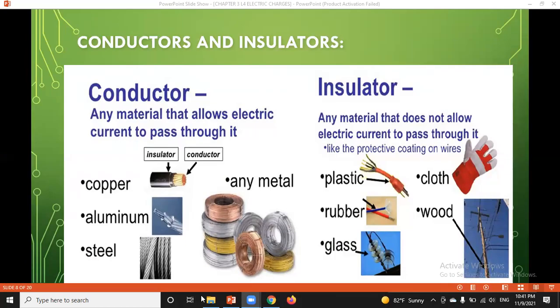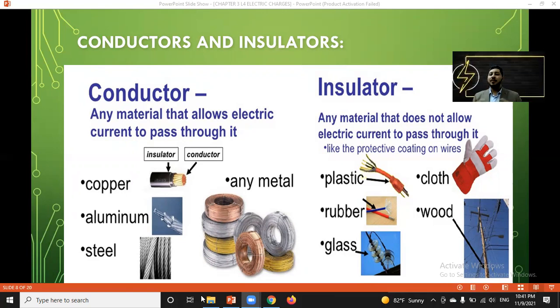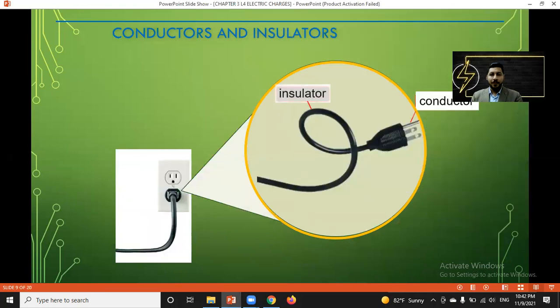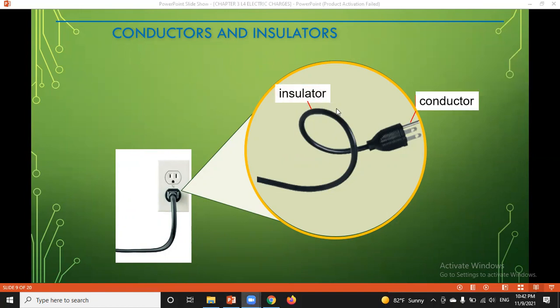What is an insulator? An insulator is any material that doesn't allow electric current to pass through it easily, like plastic, rubber, wood, glass, cloth, and cotton. They are all insulators. We cover the electric cords with insulator. Why? To prevent us from getting an electric shock. Exactly like this picture here: inside this wire there's a conductor, and it is covered with an insulator like plastic, for example, to protect us from getting an electric shock.